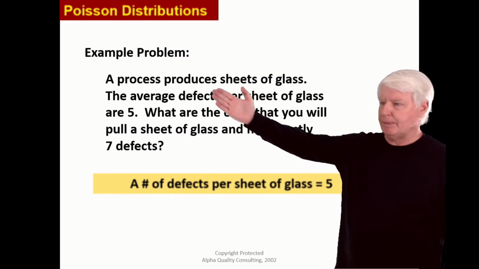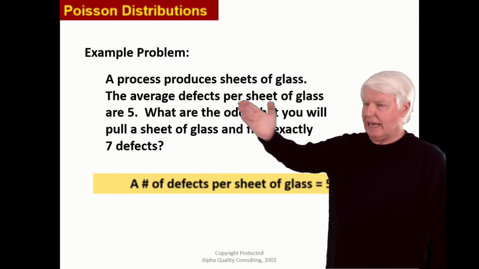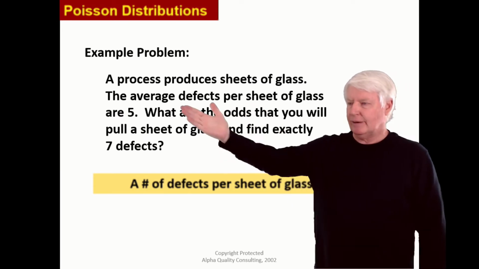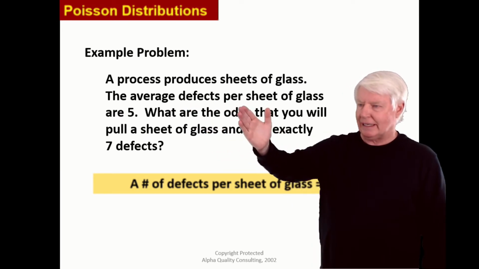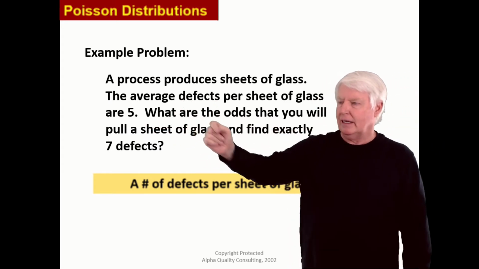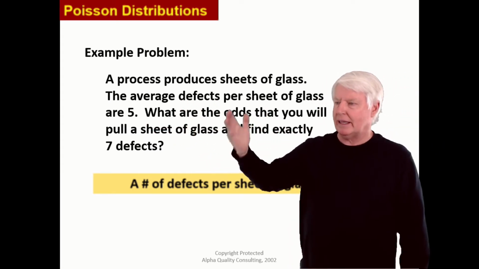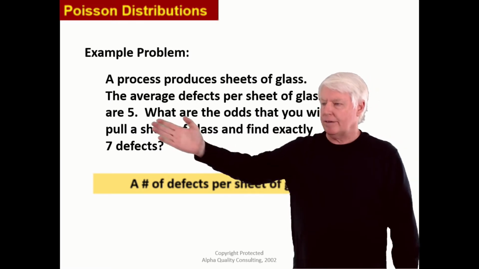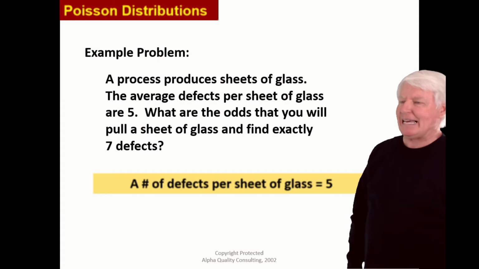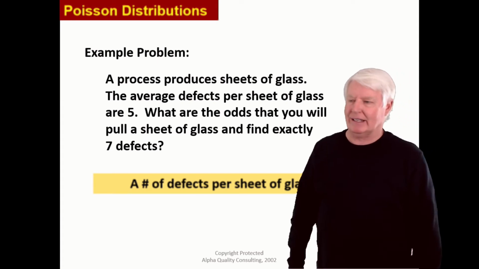A process produces sheets of glass. The average defects, there it is, defects per. Bang! You know this is Poisson right there. Defects per sheet of glass are 5. It could also say flaws per sheet, by the way, they mean the same thing. What are the odds that you will pull a sheet of glass and find exactly 7 defects?